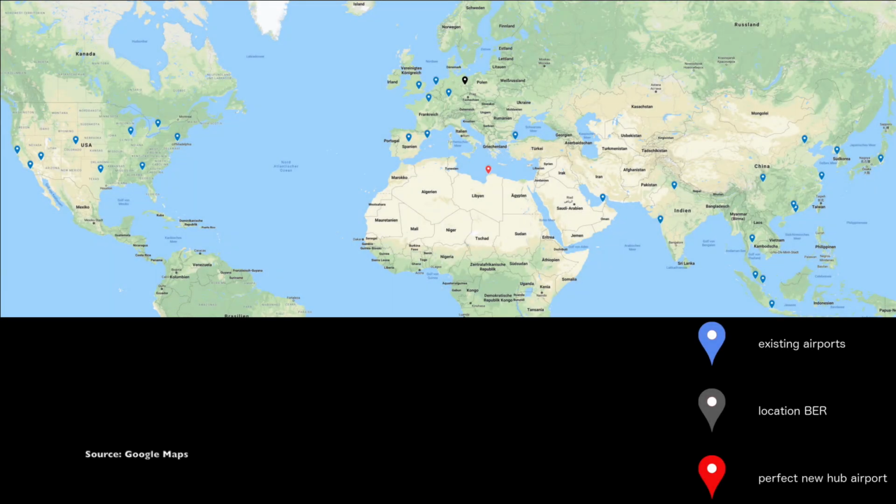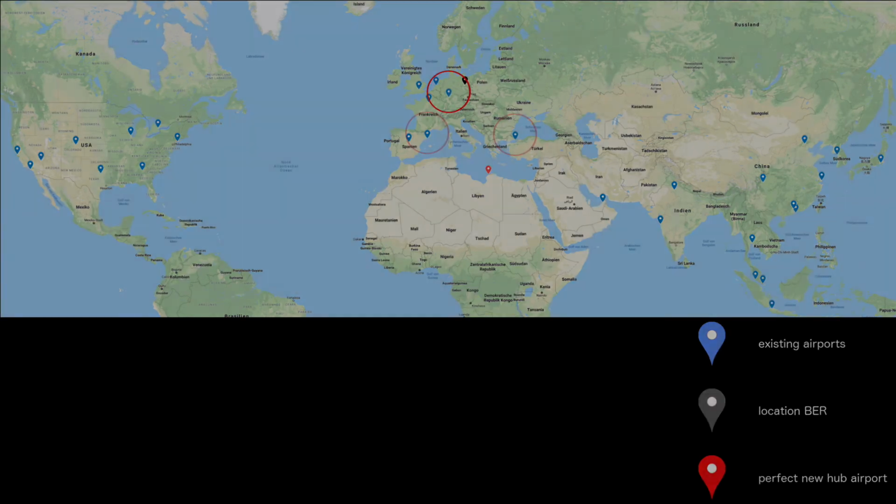For worldwide top 30 passenger data, we get the following spot. The perfect location for a new hub airport would be about 5 kilometers off the Libyan coast, around 60 kilometers northeast of Benghazi. The distance to BER is more than 2,250 kilometers away. The nearest airports are Istanbul, Barcelona, and Frankfurt.